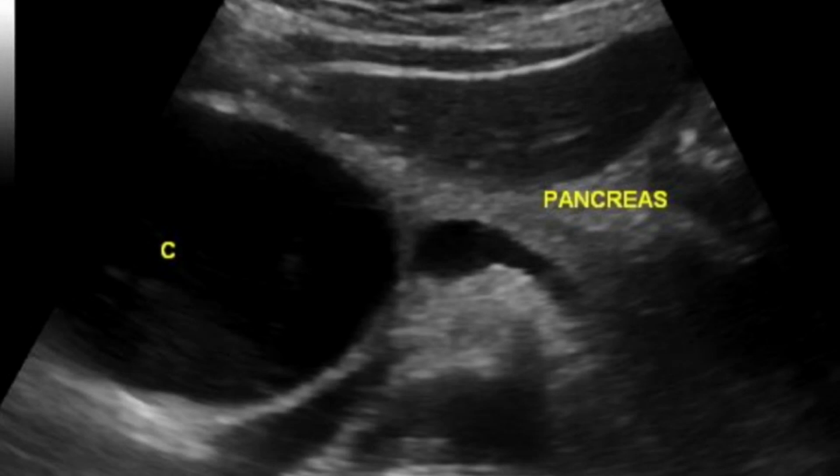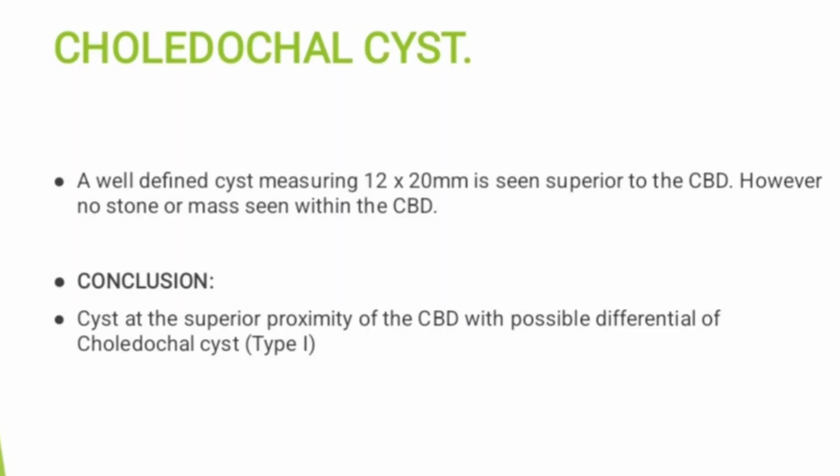So now let's watch how we will document this image in the report. In the report, it would be mentioned as a well-defined cyst measuring whatever the measurement is, seen superior to the CBD. However, no stone or mass is seen within the CBD. You can also write that the lumen of the cyst was clear with no intraluminal debris or echogenic foci. In the conclusion, write cyst at the superior proximity of the CBD with possible differential of choledochal cyst type 1.